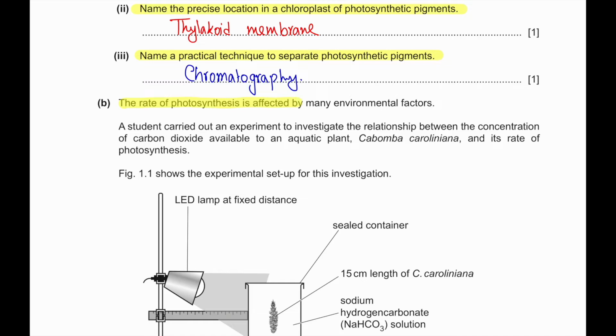The rate of photosynthesis is affected by many environmental factors. A student carried out an experiment to investigate the relationship between the concentration of carbon dioxide available to an aquatic plant, Cabomba caroliniana, and its rate of photosynthesis. Figure 1.1 shows the experimental setup for this investigation.